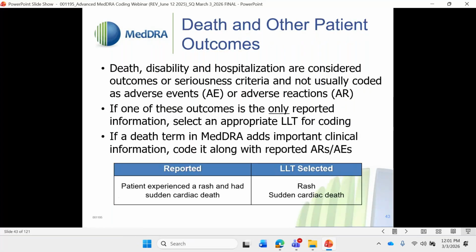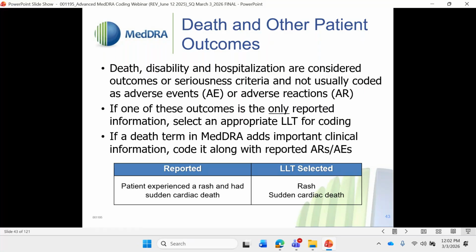Now, other important concepts we want to address, and that are principles addressed in the PTC document, is how to approach death and other patient outcomes. Some of the other patient outcomes are death, disability, and hospitalization. Typically they're not coded as adverse events, but are captured in the outcome field of the report. Now, if only death is reported, or only disability, or only hospitalization is reported, then you would code it if that's the only thing reported.